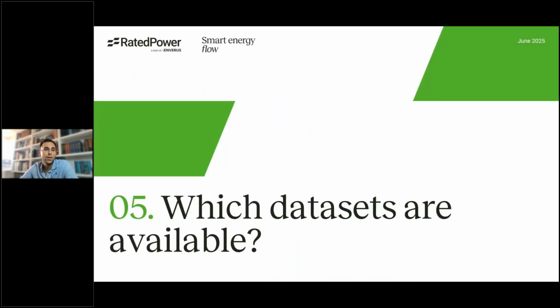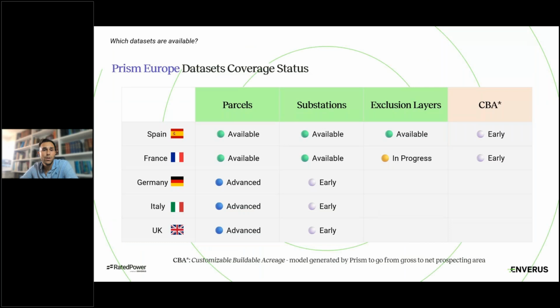So moving next with the fifth point, which datasets are currently available in Prism Europe? If you take a closer look at this slide, you will clearly see the dataset coverage status so far in Prism Europe, because bear in mind that we are explaining Prism Europe. We also have a 10 years background in the US markets. But for Prism Europe, we have this dataset coverage status.